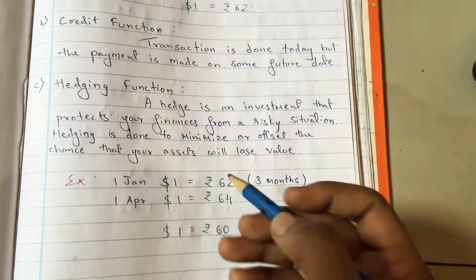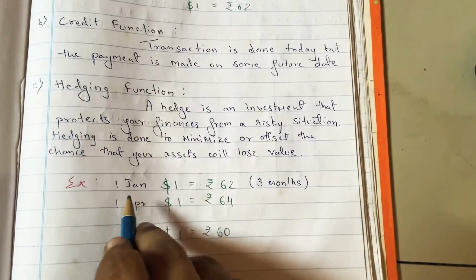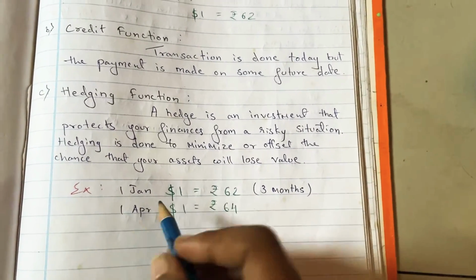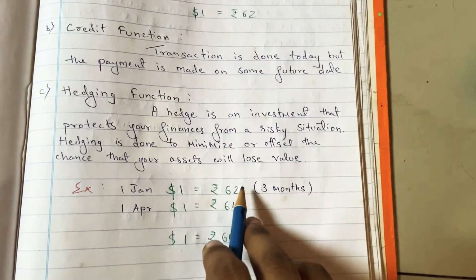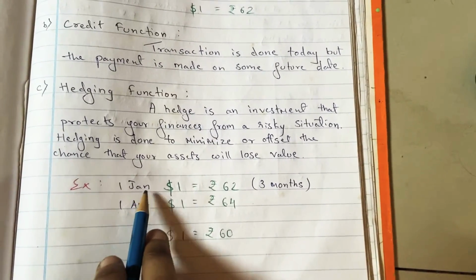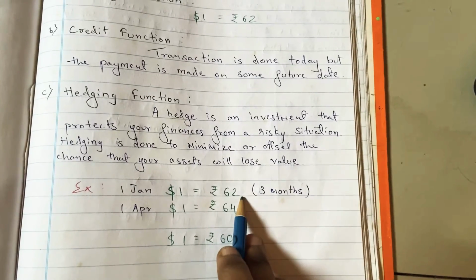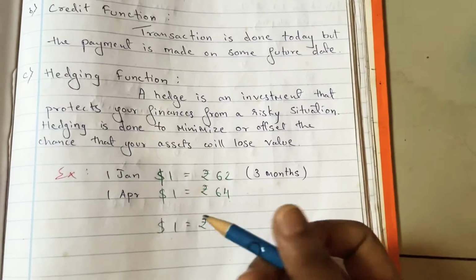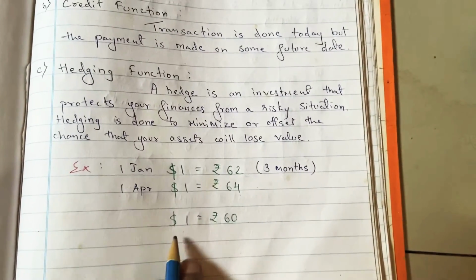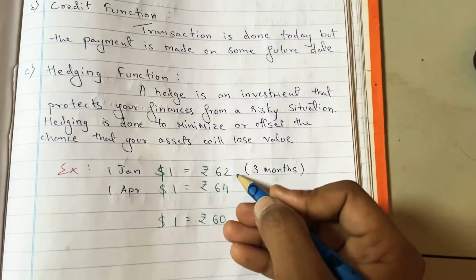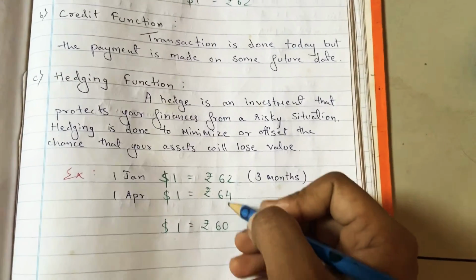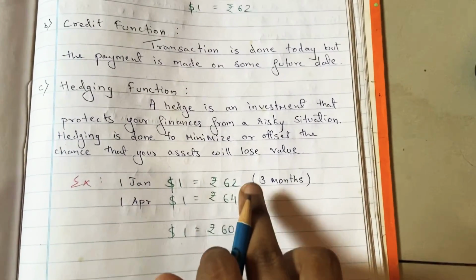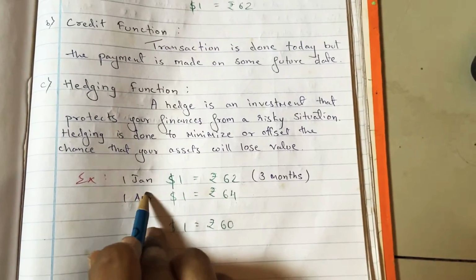That means if I am making the transaction on 1st Jan, I promise to pay the amount on 1st April at the same rate which was going on 1st Jan. That means I will make the payment at 62 rupees, not 64, because I have used the hedging function. In a similar way, when on 1st April the rate becomes 60 rupees, that means 2 rupees less compared to 62 rupees, then also I will make the payment of 62, because we used the hedging function and we said that we will be paying the amount which was on the date of transaction, that is 1st Jan.